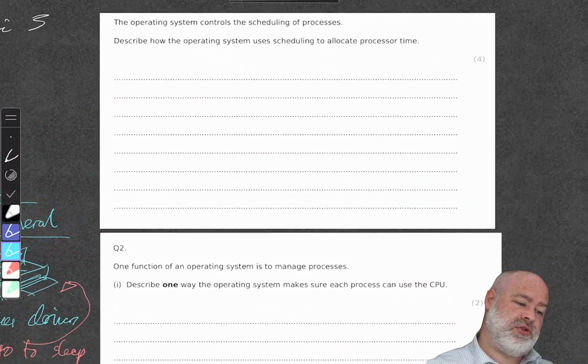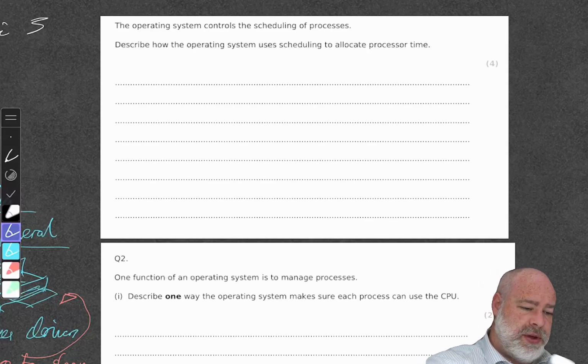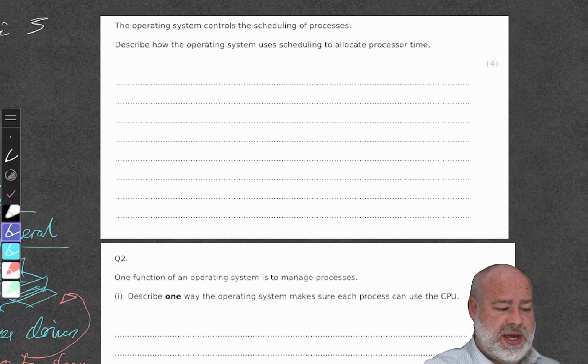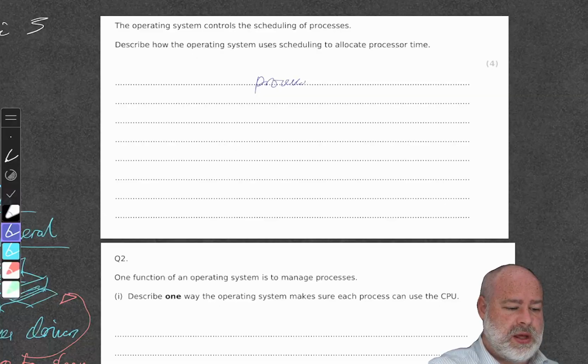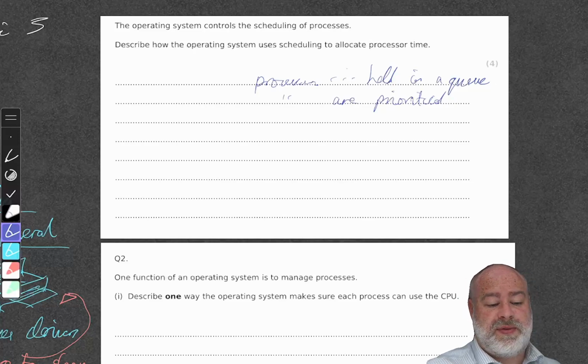An operating system controls the scheduling of processes. Describe how the operating system uses scheduling to allocate processor time. So there are a number of things, and we have to say at least 4 things here. So I'm going to abbreviate here. I'm going to say all processes held in a queue. Processes are prioritized. And you could say some of the algorithms like FCFS or round robin or priority based algorithms are used.